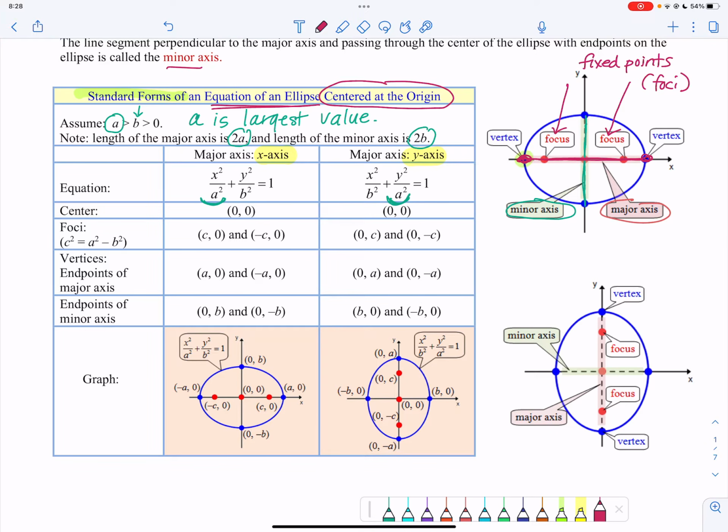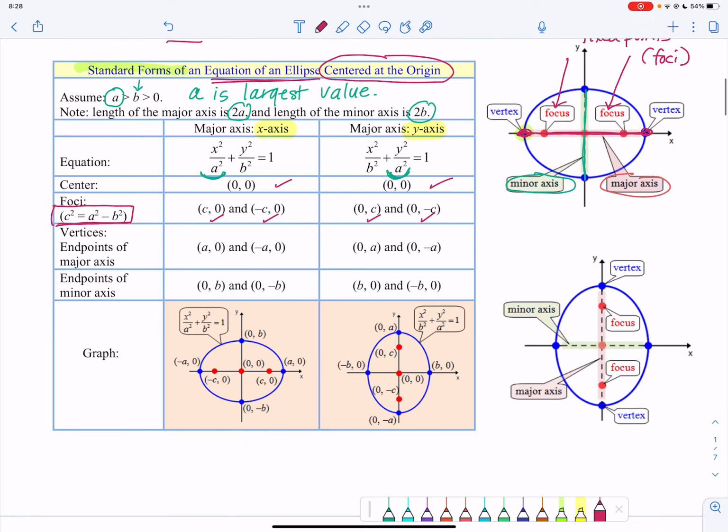Okay, so here's your center, and now you can see the foci. You can come up with these: c squared equals a squared minus b squared, and we'll be working these out. If the major axis of the ellipse is the x-axis, your foci are (c, 0) and (negative c, 0). If your major axis is the y-axis, your foci are (0, c) and (0, negative c). And you can see that right here.